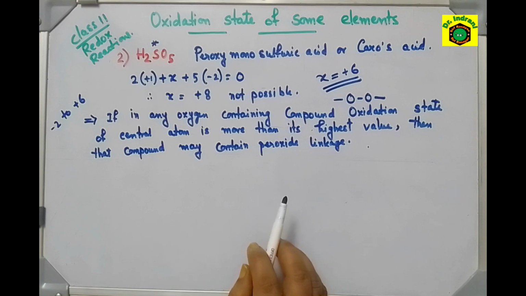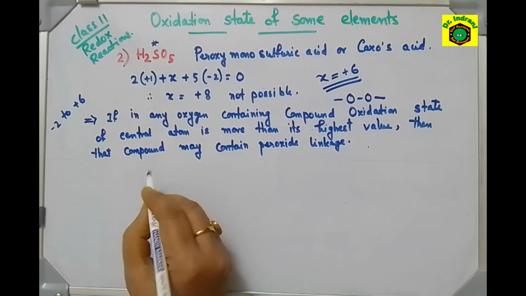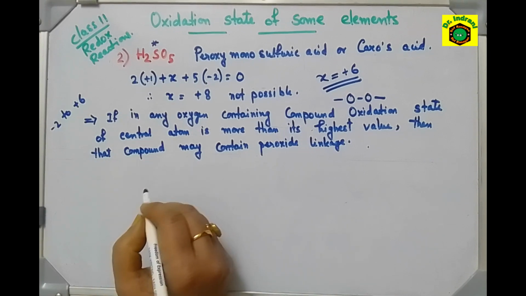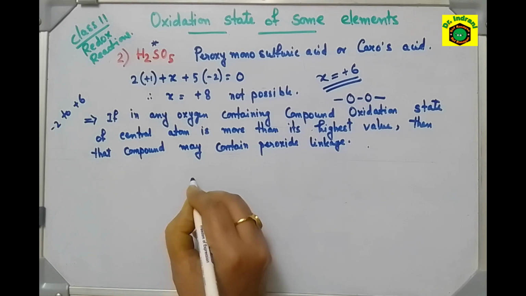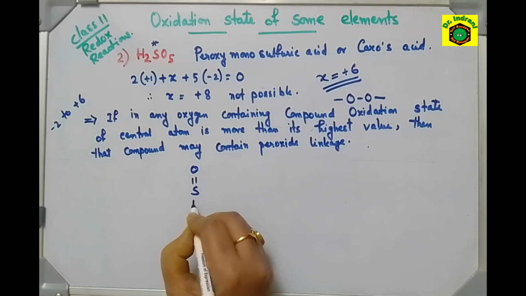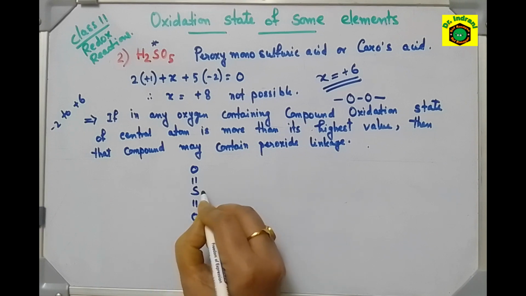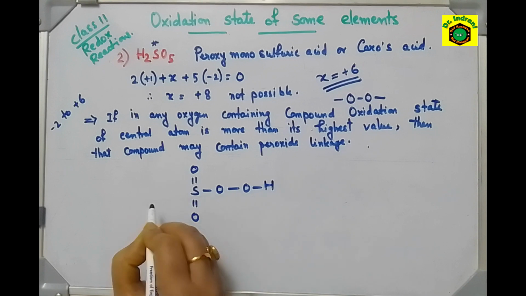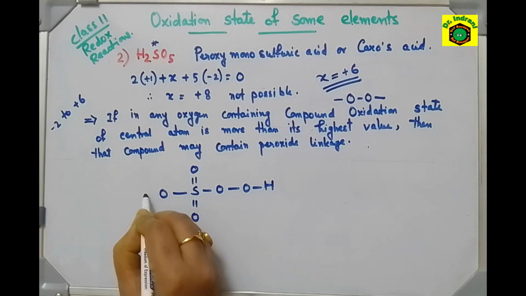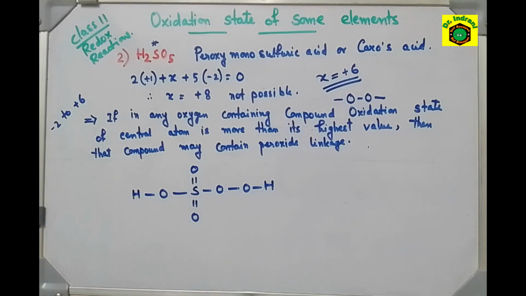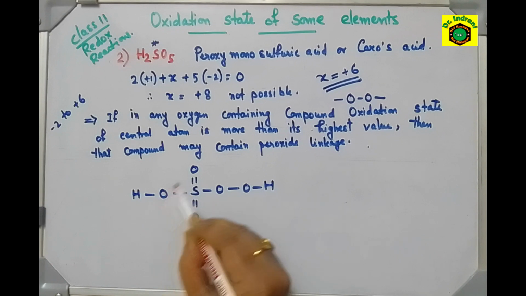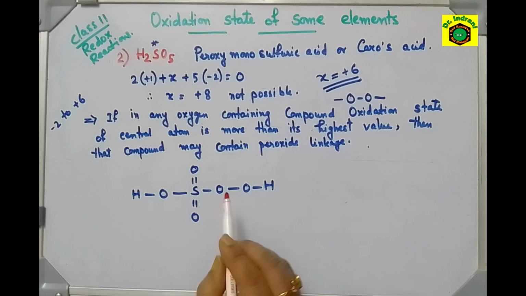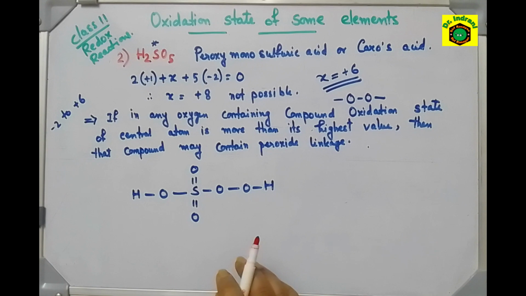Now, the actual structure of Caro's acid or peroxymonosulfuric acid is this one. Sulfur, OH, here OH. See, here peroxide linkage is there, in H2SO5. Here peroxide linkage is there.